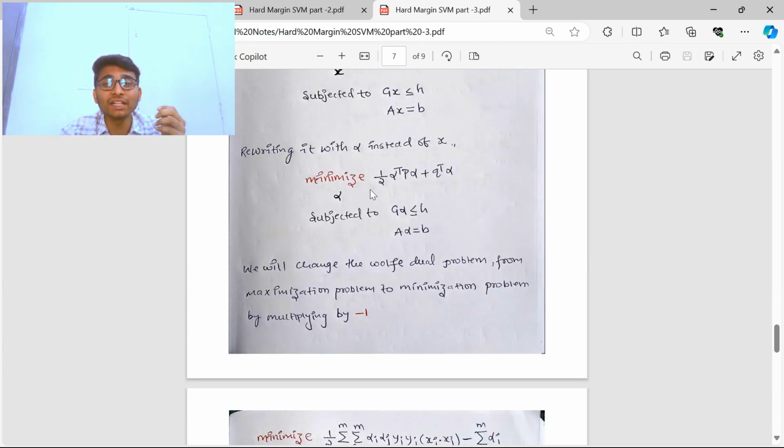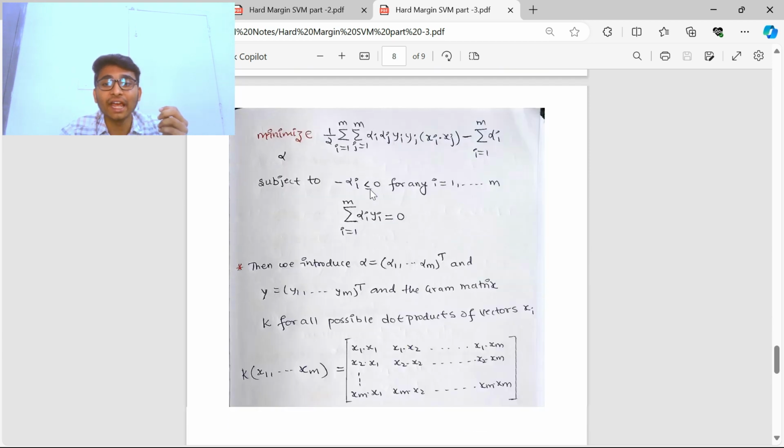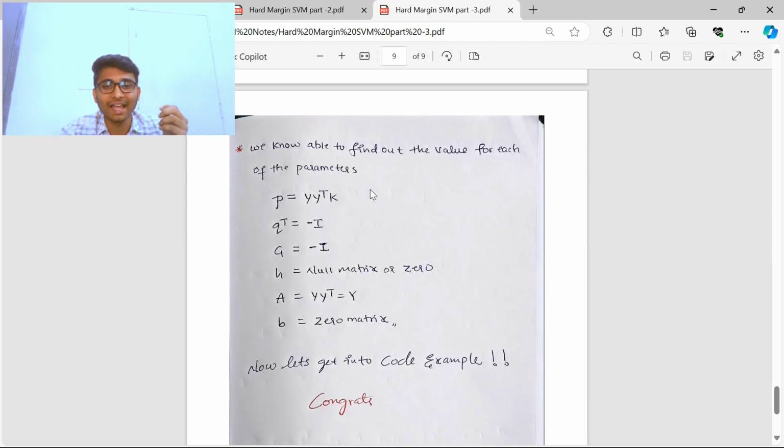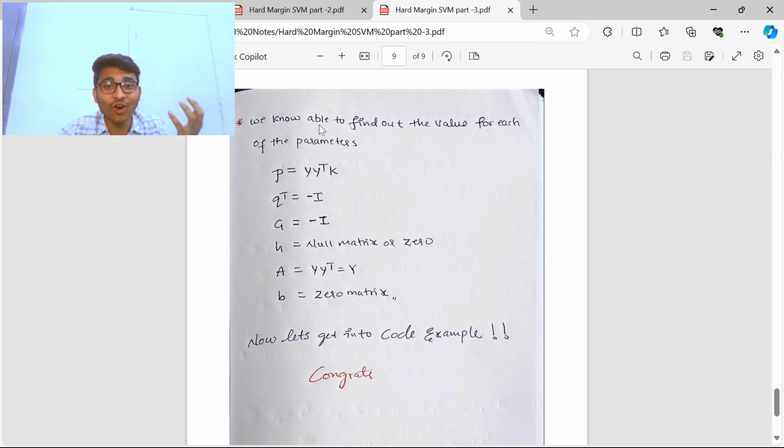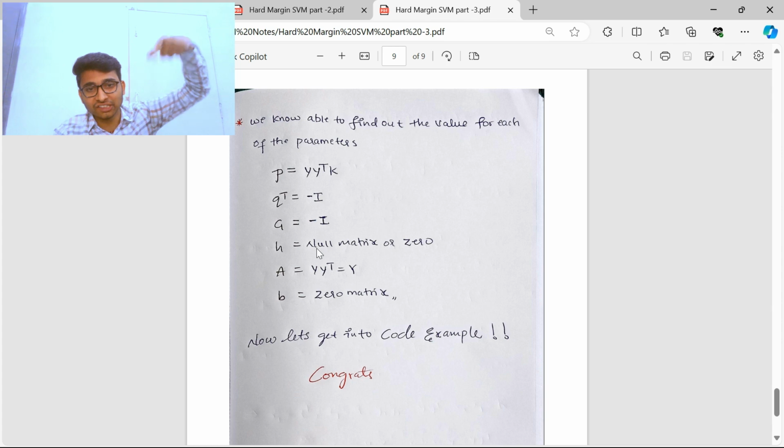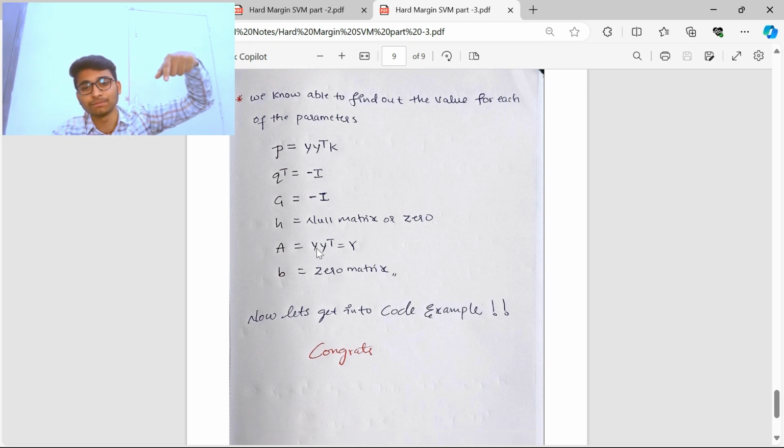Now just compare these two and find G, A, P, Q, b. I compared and got these values, guys. P is equal to this K, Q transpose is equal to minus I, G is equal to minus I. You just have to pause the video and come back. Notes will be in the description box.